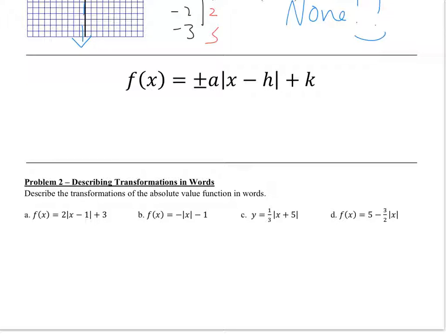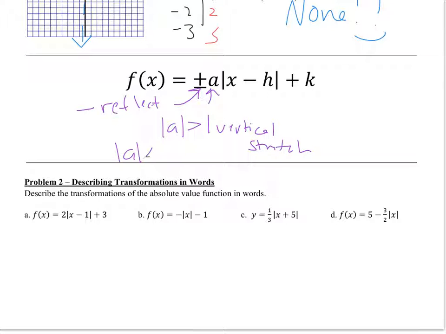This a value: if it's positive, it's going to stay pointing up. If a is negative, it's going to reflect, flip down, pointing down. For the absolute value of a, the negative doesn't matter, that only decides the reflection. If the absolute value of a is greater than 1, it's going to be a vertical stretch. If the absolute value of a is less than 1, it's going to be a vertical compression. I'll go over this again tomorrow.